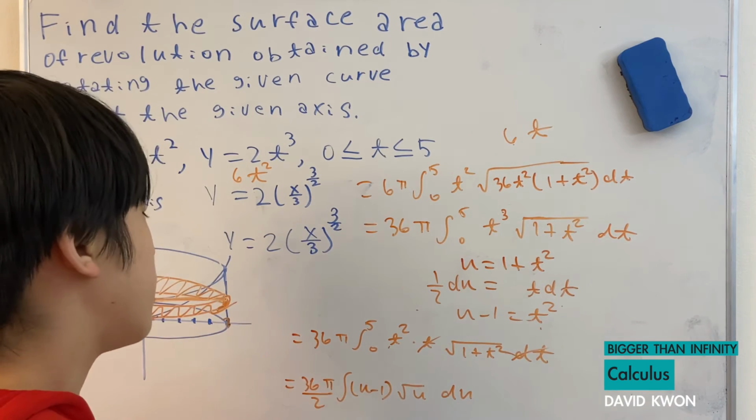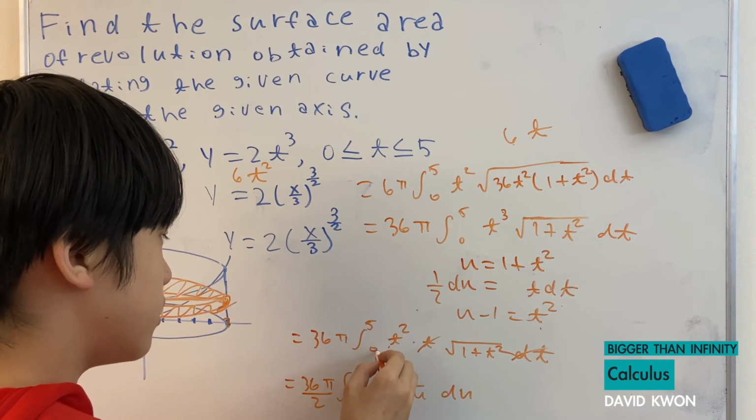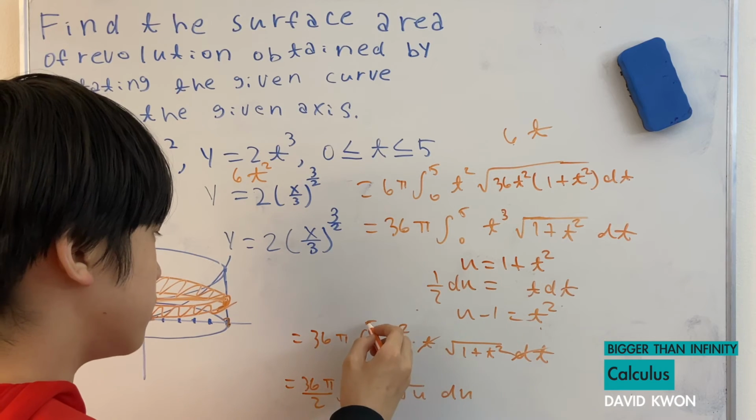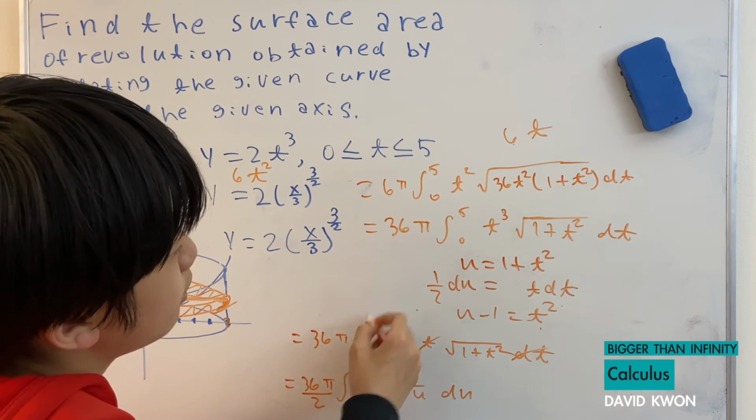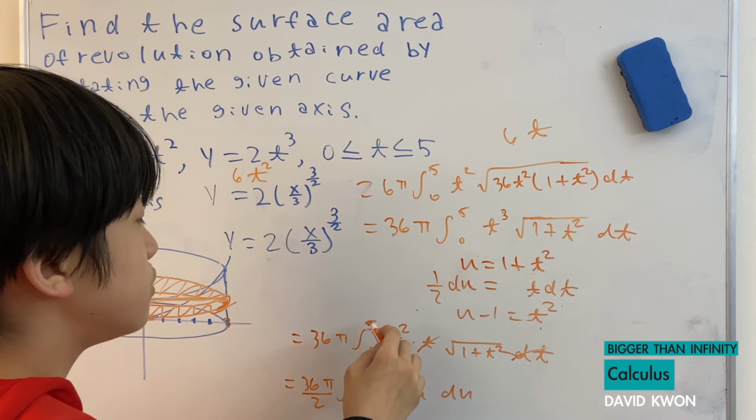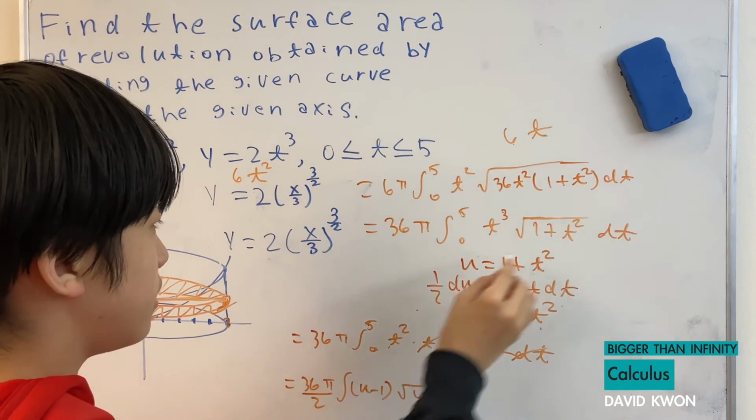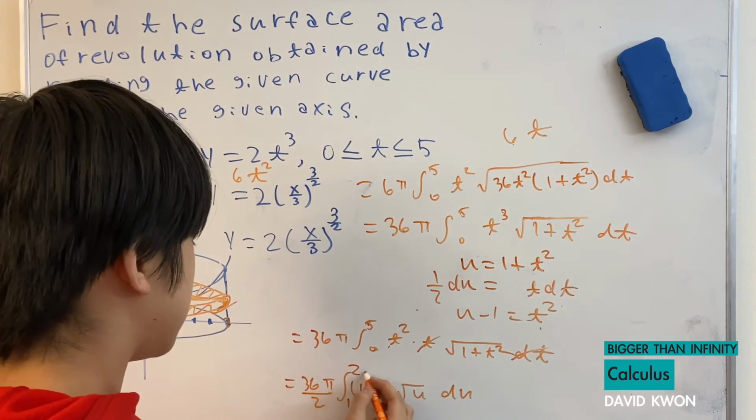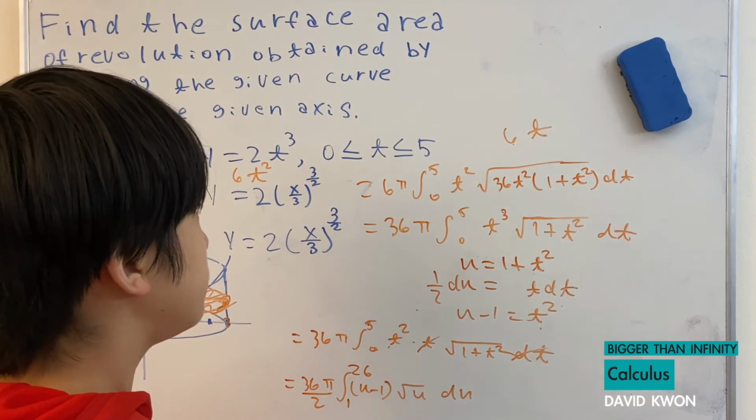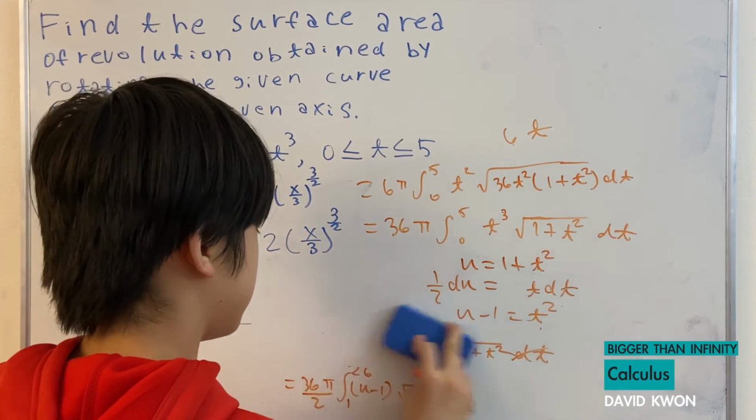Another thing I forgot is this interval. That was in terms of t, so t is equal to 0 to t is equal to 5. Now we have to convert it because we used the substitution rule, so let's put 0 into there, which gives u equal to 1, and 5 into there, we get 26. Okay, so let's erase all of this.